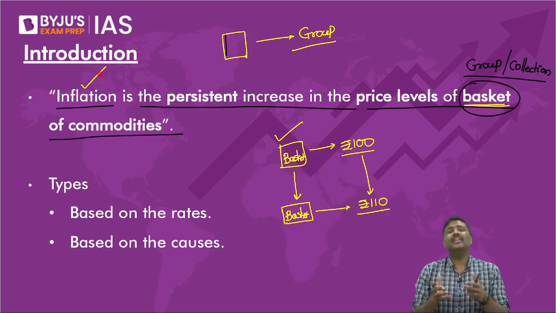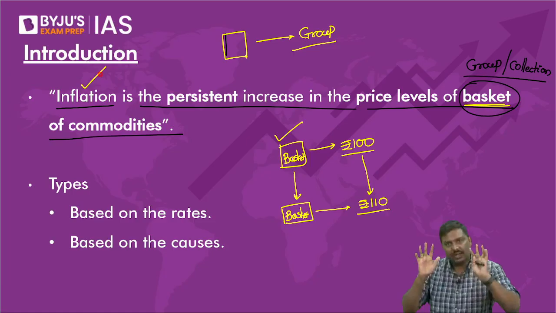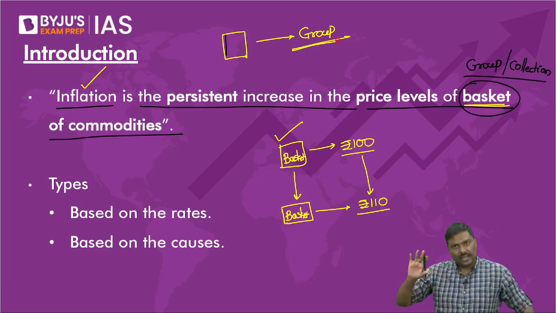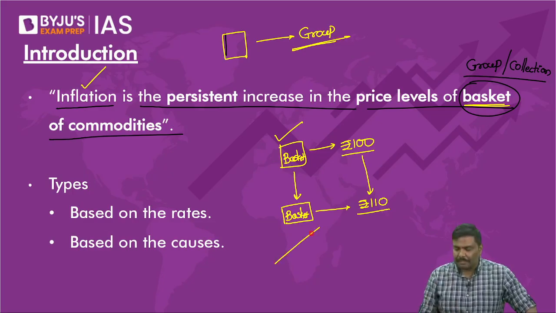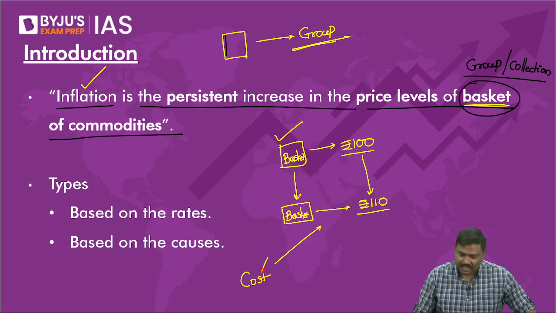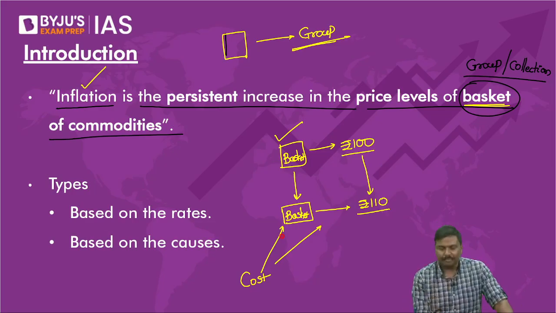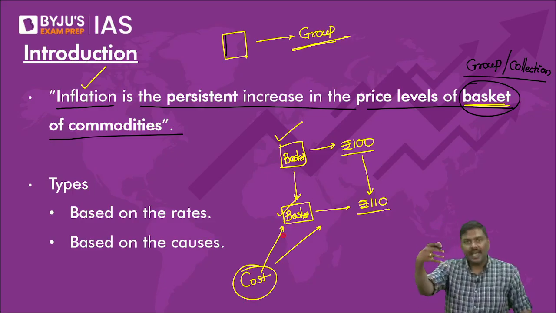So what is inflation? There is a rise in the price level for a basket of commodities. That is called inflation. Is it okay? Now point number 2. Here itself, understand this. Inflation can happen because the cost associated with the basket has gone up. I repeat. Inflation can happen because the cost associated with the goods has gone up.